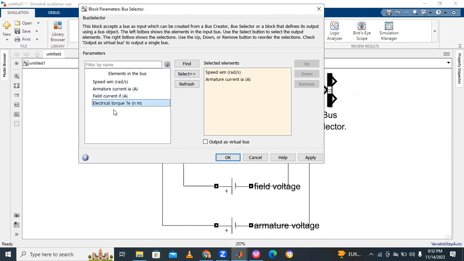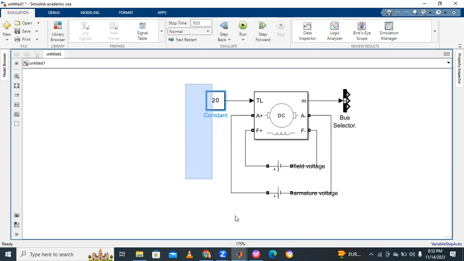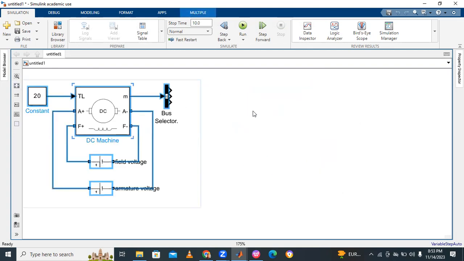Then electrical torque in Newton meter, electromagnetic torque. Select like this. Field current is constant, that's why no need to select. And then apply, then okay. So like this, 3 terminals will display. Let's display the 3 terminals here. Place here. And then from here, connect to the display.